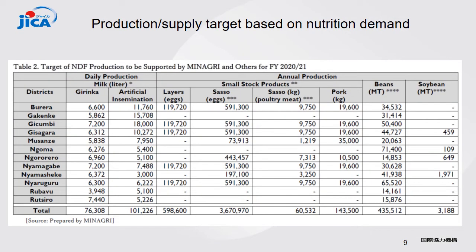This is a result from Rwanda case. Each district determines the commodity and target quantity depending on the district situation. The type of commodity includes dairy cow for milk production, chicken for egg or chicken for meat, pork, beans, and soybean.